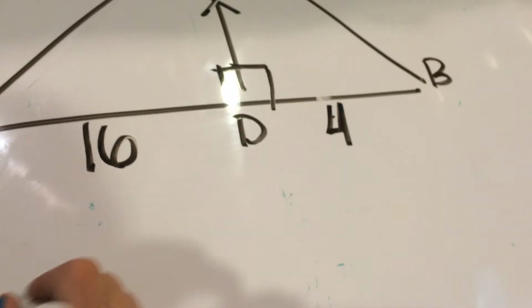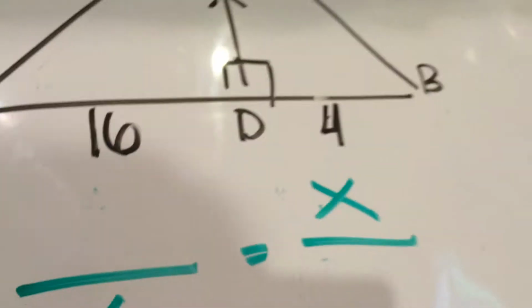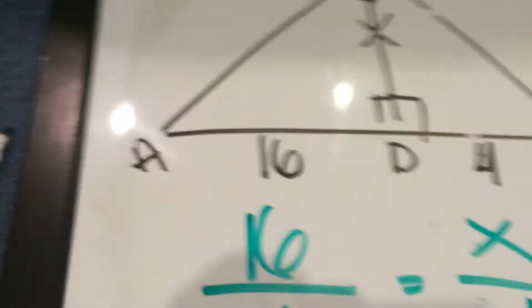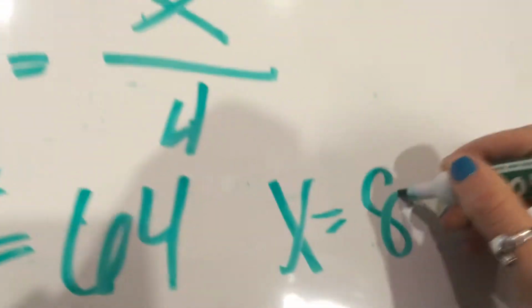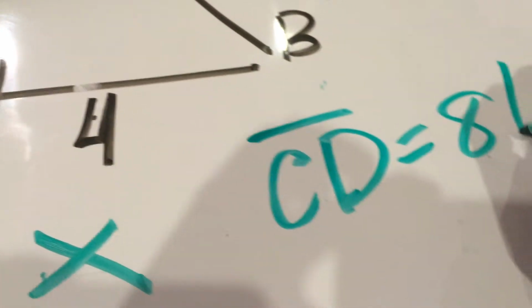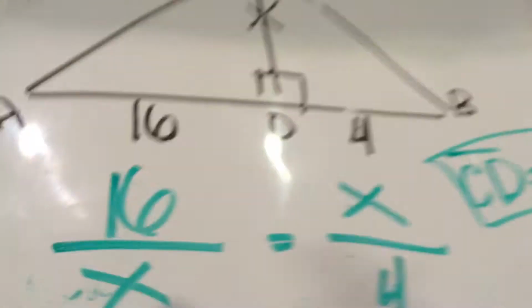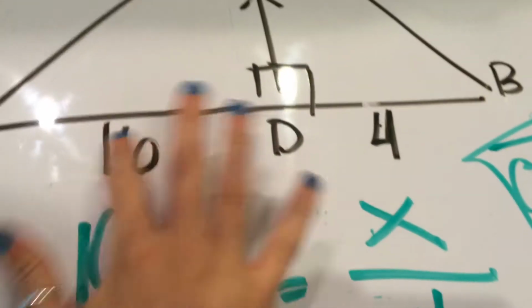So exactly what we did. Our altitude, two things: X, X, X. Let's put those first. 16, 4. X squared, now cross multiply, X squared is equal to 64. X is equal to 8. So the length of our altitude line CD is equal to 8. Voila. So that is when we're using just plain old altitude.